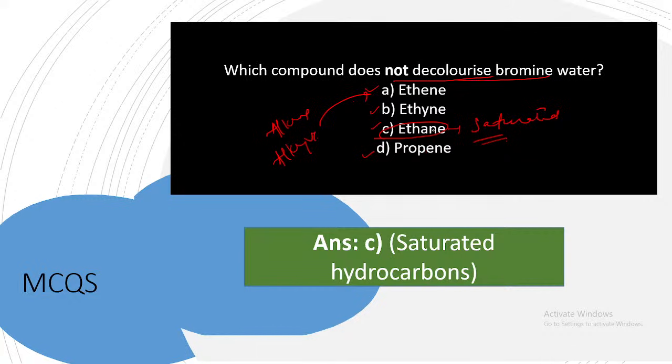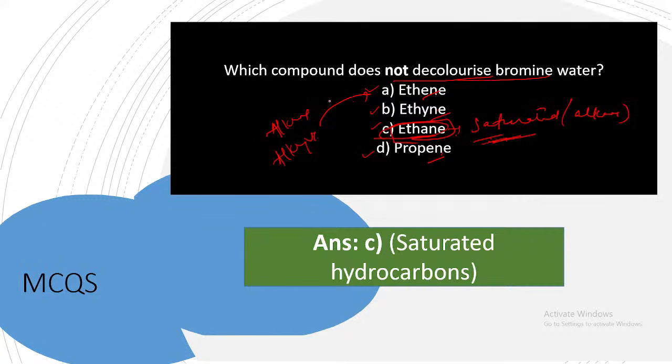So out of these four, you see only ethane is a saturated hydrocarbon, that means it is an alkane, so it is a saturated compound. The rest you see here, this is alkene, this is alkene, this is alkyne, so they are unsaturated. Unsaturated will decolorize bromine water, only saturated ones will not. So here option C is the correct answer. I hope I am clear.